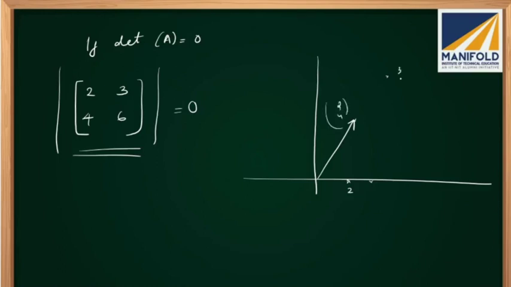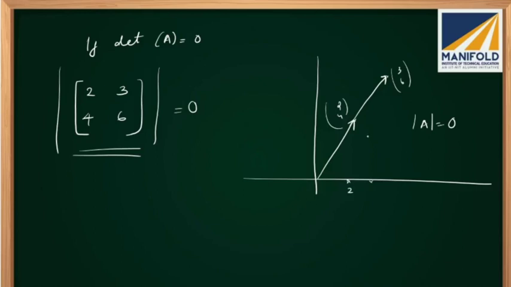The 3, 6 vector is actually lying in the same direction as the 2, 4 vector, which means I cannot form a parallelogram with these same-direction vectors. Naturally, the determinant should be equal to 0 because the area of the parallelogram is 0. So that is the meaning of determinant equal to 0. Now, that should give you another insight: if the determinant is 0, both the columns are in the same direction.